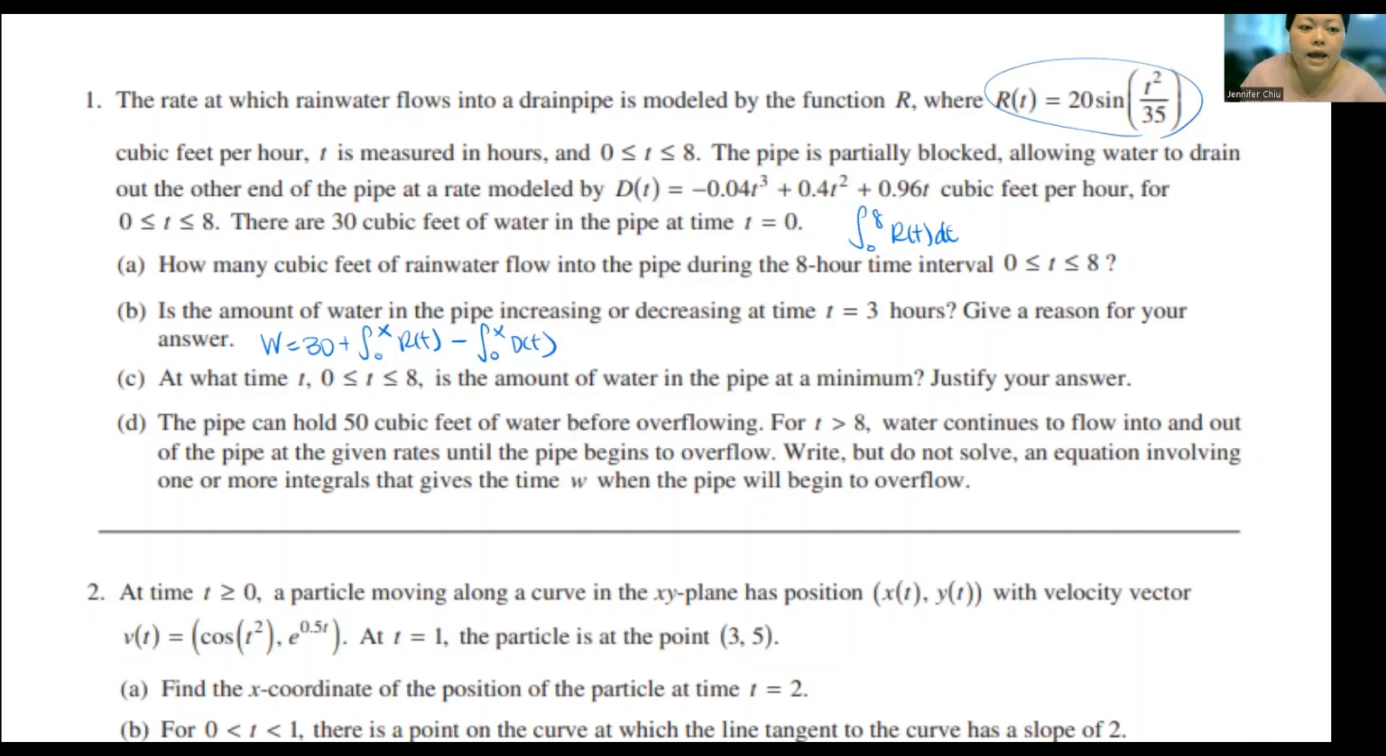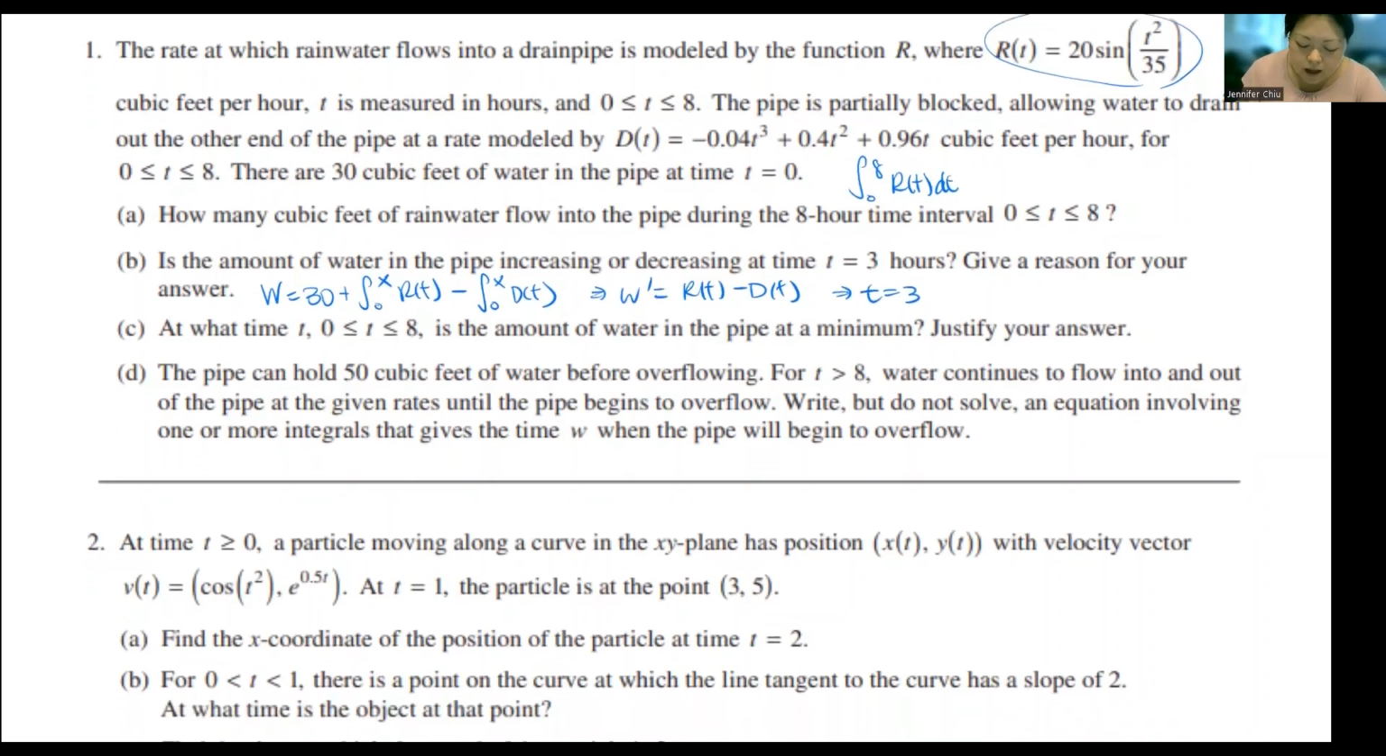So then when you're looking at t equals 3, you're looking at whether it's increasing or decreasing. You take the derivative, right? So W prime. W prime is equal to, 30 is my constant, so it goes away. The derivative of the integral of R of t is R of t, minus D of t. So W prime at 3, you just plug t equals 3 into R of t minus D of t. You'll get either a positive or negative answer. If it's positive, the amount of water is increasing. If it's negative, it is decreasing.